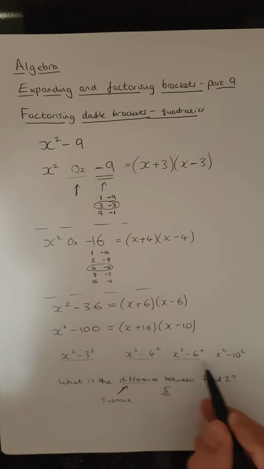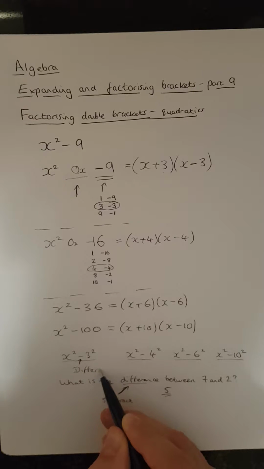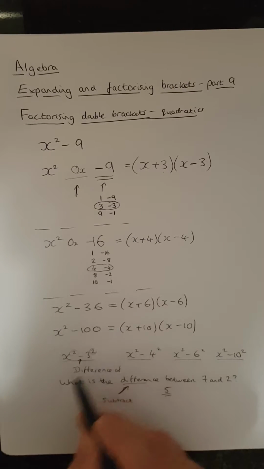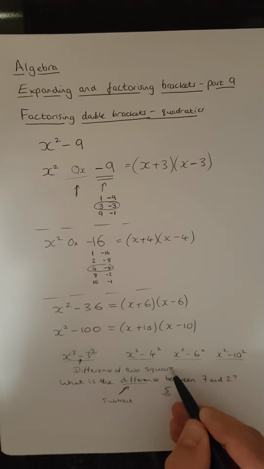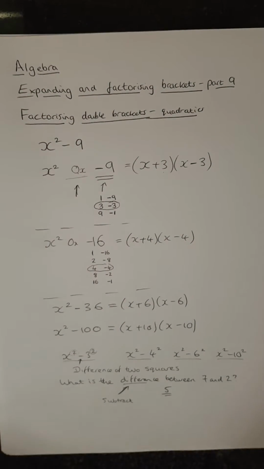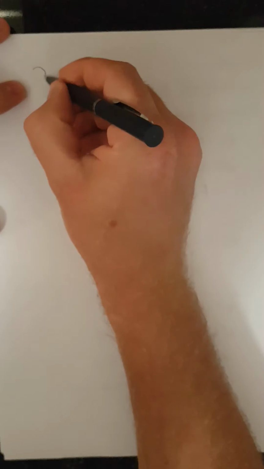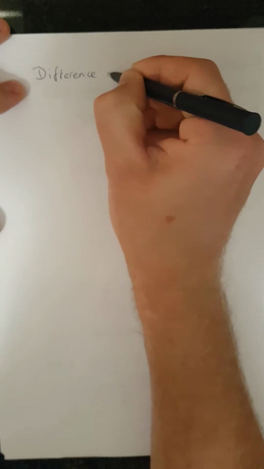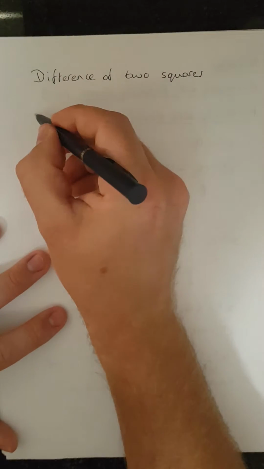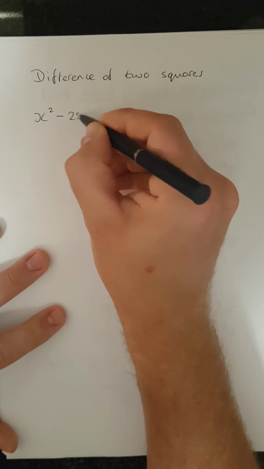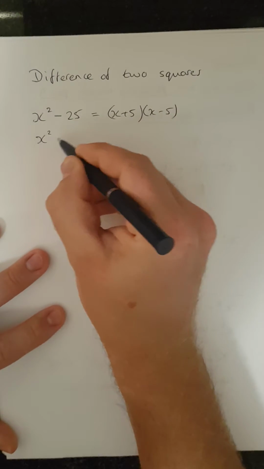These four fall under a special format. Difference of 2 squares, which is where you take something like this and you can straight away factorise it because you see it as that.